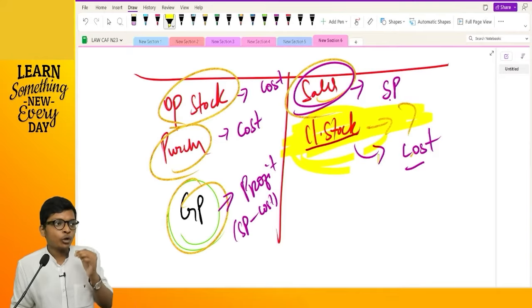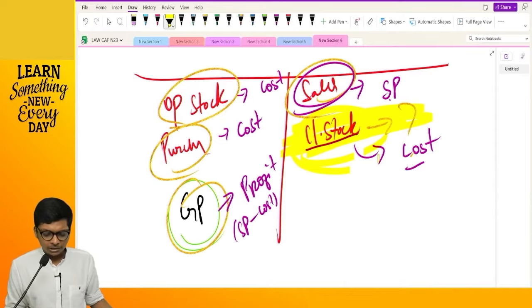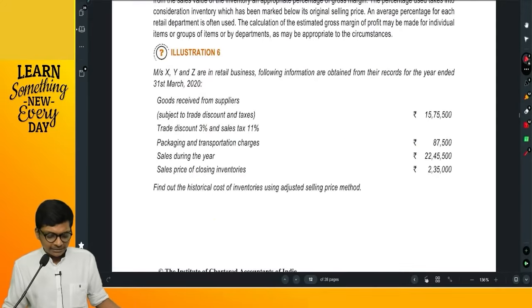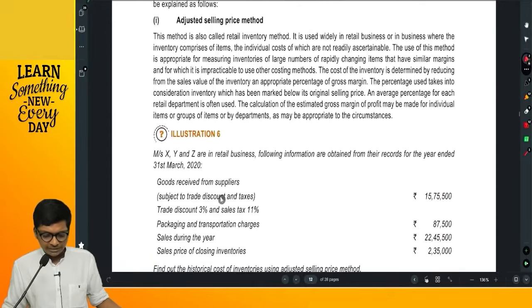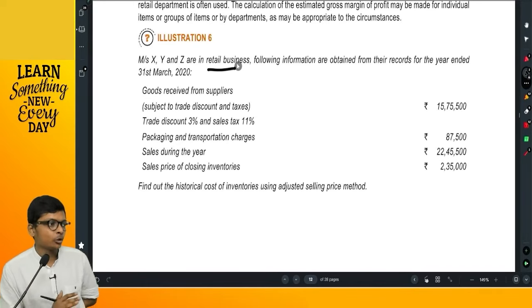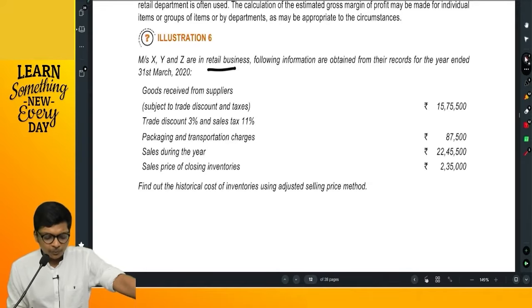So directly I am going to a sum, which usually I do after 2 hours of discussion, because now you know what is cost. I am not teaching you from cost how to find selling price, but I want you to try illustration 6. Follow, guys. X, Y and Z are in retail business. We are going to do all the illustrations, nothing to worry. Follow, guys. They are in retail business. From the following, information is obtained.